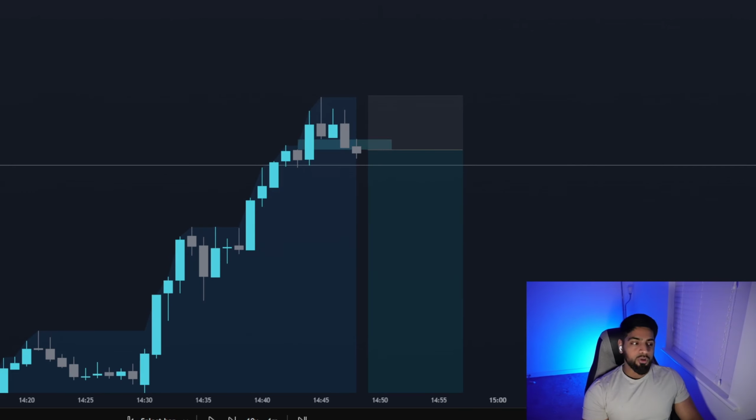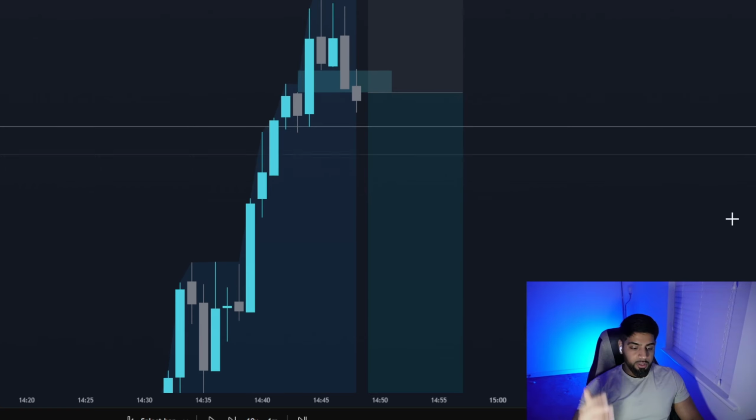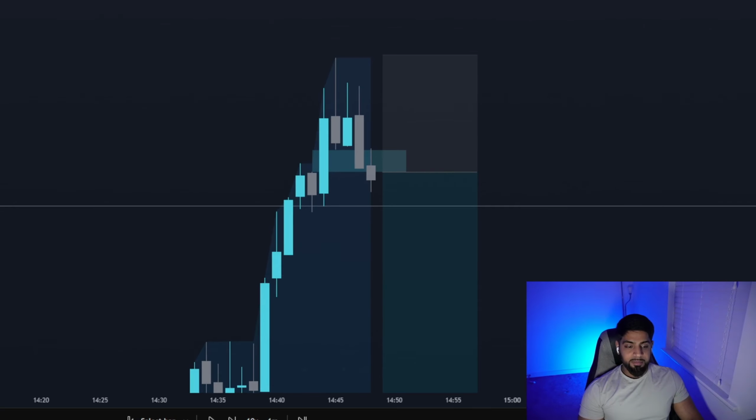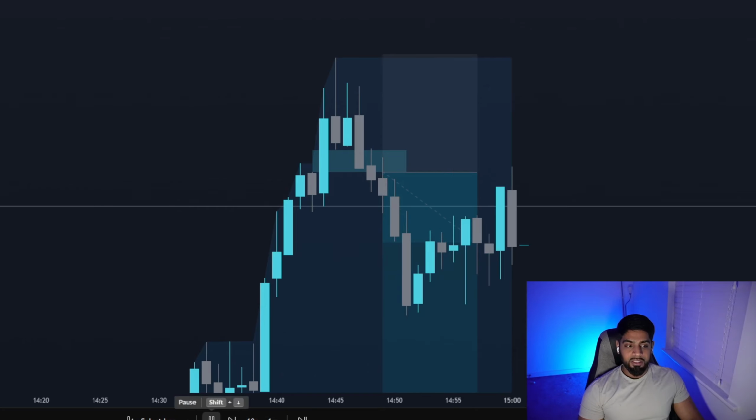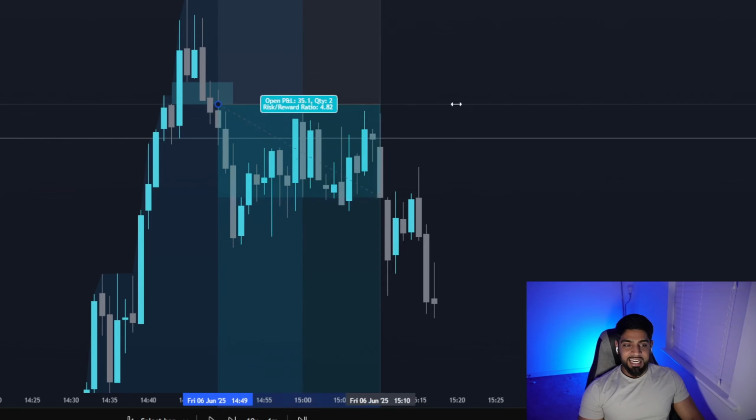But now we've done all of the hard work. We've identified the three components: liquidity, buyers, entry criteria. Once we've done all of that, we're now simply going to sit back, wait for price to come back and tap us in as it does right there. And then price will just rally away, right? So that is exactly what we're looking for.